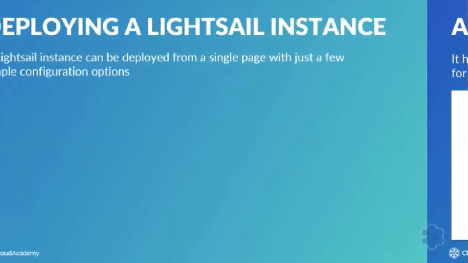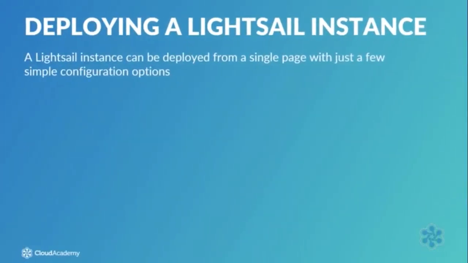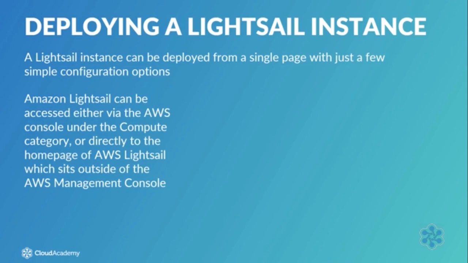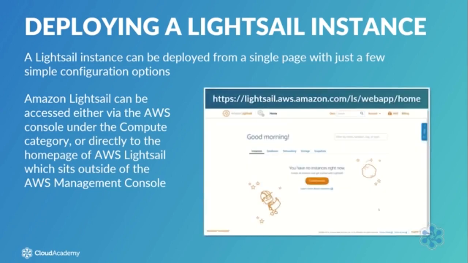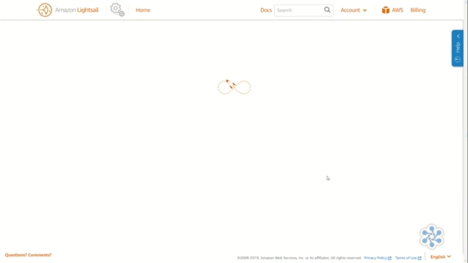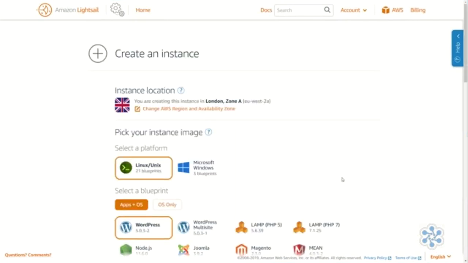To deploy a Lightsail instance, it's easy to do all from a single page with just a few configuration options. Amazon Lightsail can be accessed either via the AWS console under the compute category, or you can go directly to the home page of AWS Lightsail, which sits outside of the management console and can be found here. If you want to launch a new instance, select Create Instance, where you can then create your instance all from just one page of options.